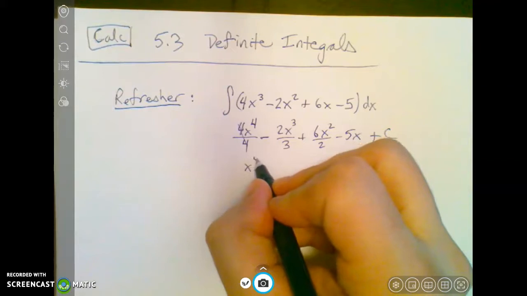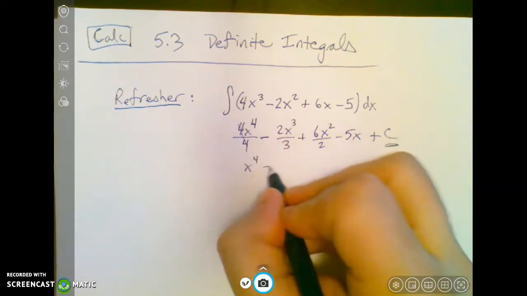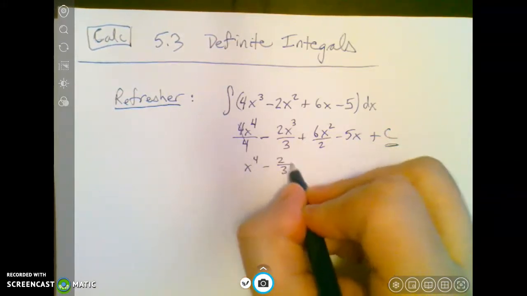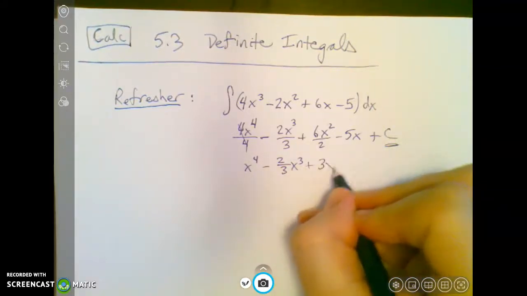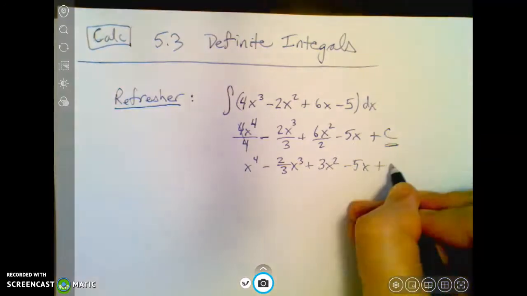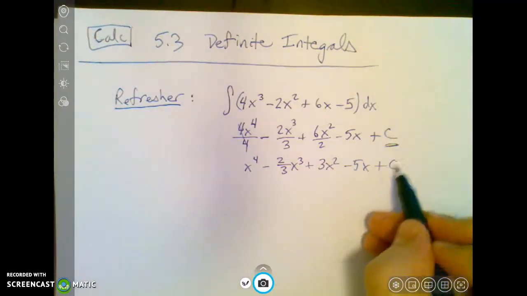So we just have some cleaning up to do. X to the fourth, this one doesn't really clean up, right? This one does, because 6 over 2 is 3. And it's indefinite because I'm not sure what that is.